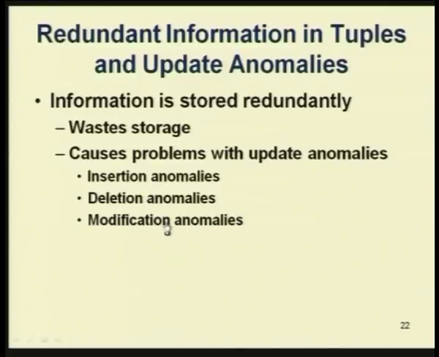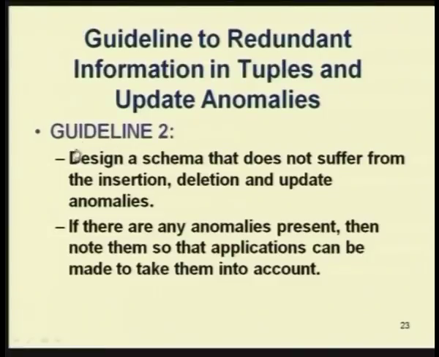So, you have 3 types of update anomalies, that is insertion anomalies, deletion anomalies and modification anomalies. All the 3 have to be avoided at all costs, and if you have redundant information, it leads to these 3 anomalies, which are in common called as update anomalies. So, with that in mind, let us go to guideline 2. Guideline 2 is to do with redundant information in tuples and resultant update anomalies. So, design a schema that does not suffer from insertion, deletion and update anomalies, that is the guideline.